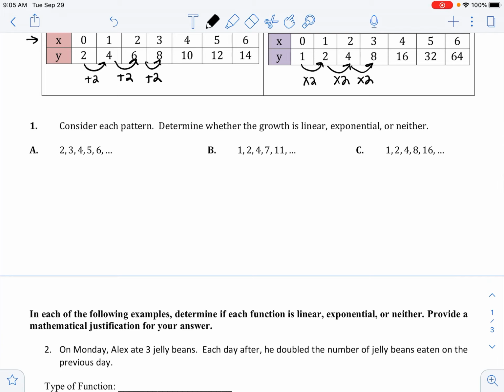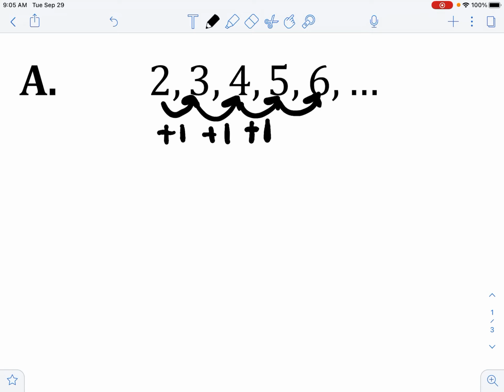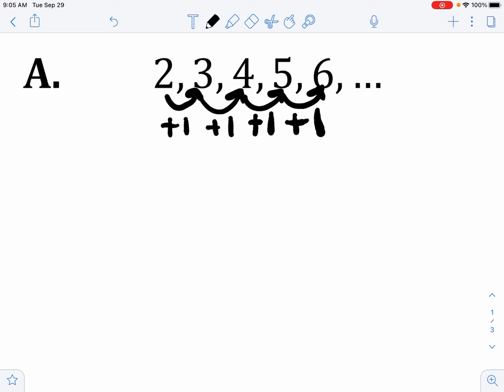All right, so let's see this. Consider each pattern, determine whether the growth is linear, exponential, or neither. All right, so let's look at the first one here. I'm going to look for a constant change. I always look for addition or subtraction first and see if the pattern continues. So I say, what do I do to a 2 to get it to a 3? I add 1. Add 1, you have to check all the way through. Add 1. So this is a constant change by adding 1. So since there's a constant change by adding 1, this is linear.